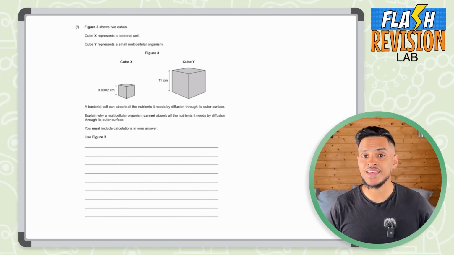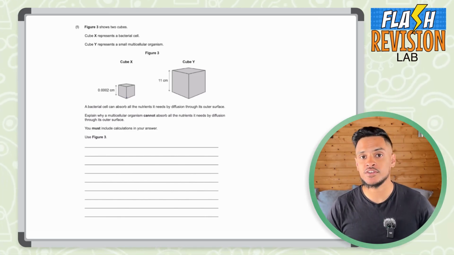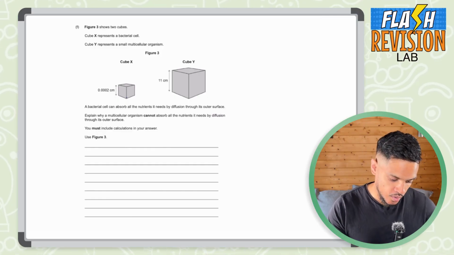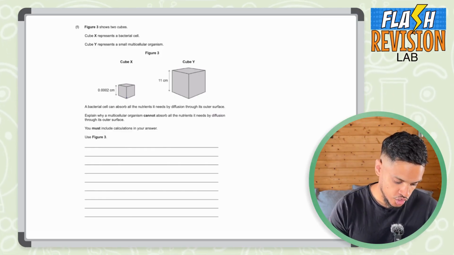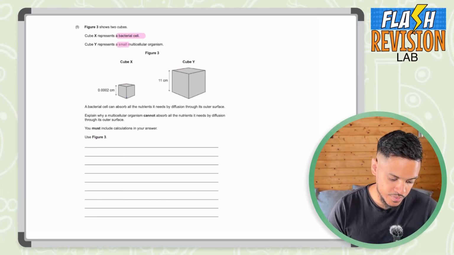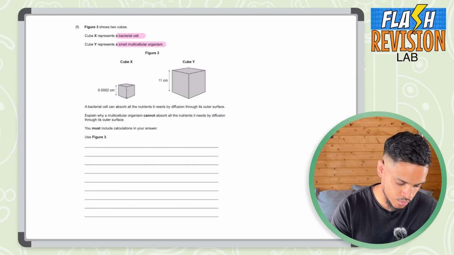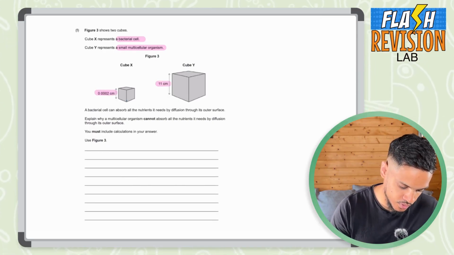Right, so what we have here is a tricky 5 marker on diffusion and surface area to volume ratio. So what this question asks, first of all, we've got 2 cubes. Cube X represents a bacteria cell and cube Y represents a small multicellular organism. So we can see quite clearly cube X is much smaller than cube Y.